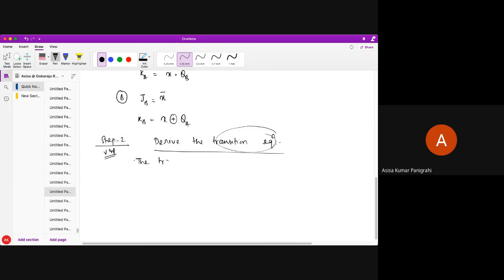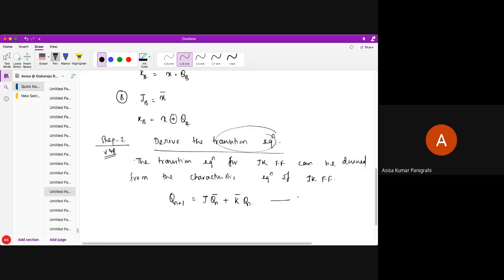Here, the transition equation for the JK flip-flop can be derived like this. We have to write this in the exam, students, from the characteristic equation of the JK flip-flop. Understand? First of all, you should know the characteristic equation for the JK flip-flop. We have already derived it: J Qn bar plus K bar Qn. This is my characteristic equation for the JK flip-flop. From this characteristic equation, I need to find out the transition equation.